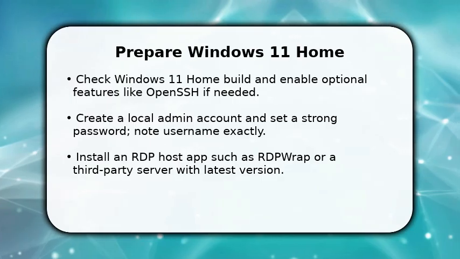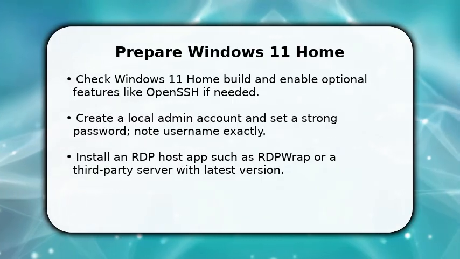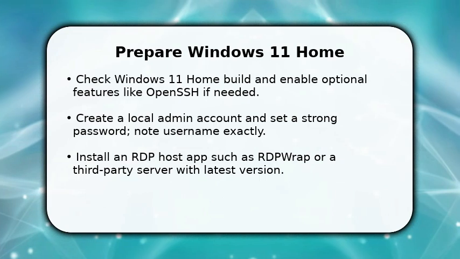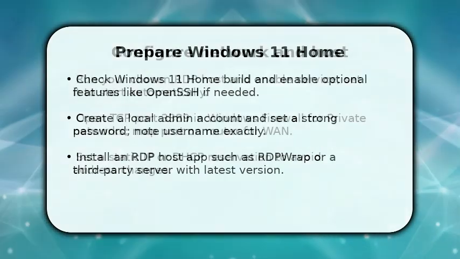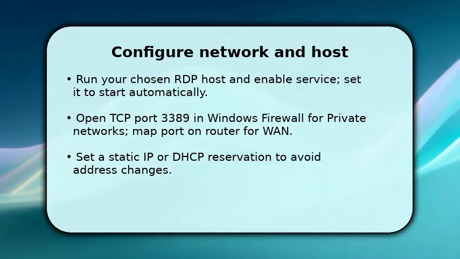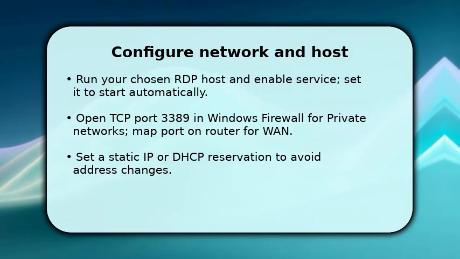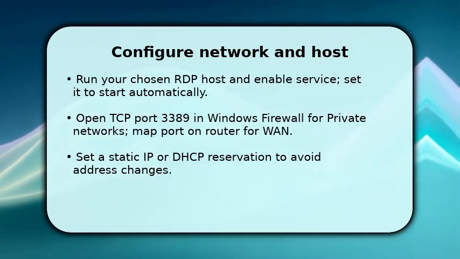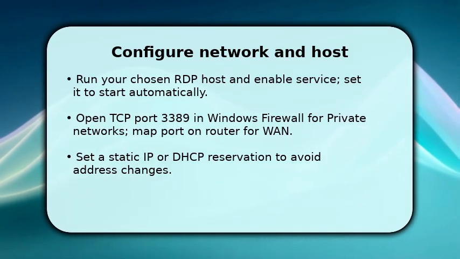Also confirm network discovery and private network profile so remote clients can see the PC on your LAN. Next, configure the RDP host service and set it to start automatically so connections persist after reboots. Then open TCP port 3389 in Windows Firewall for private networks.